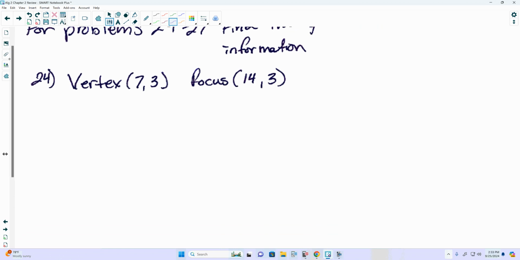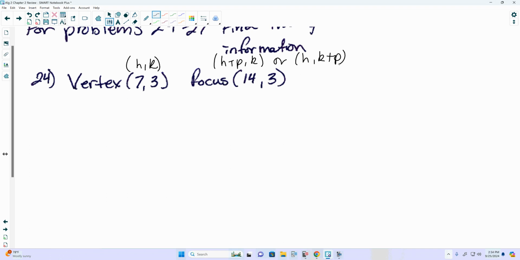They give us the vertex and the focus, and we want to find the equation. Now, the vertex, no matter which equation, is always going to be H, K. We'll have H comma K in either one. Now, the focus is going to be one of two forms: H plus P comma K, or H comma K plus P. It's going to be one of these two here.